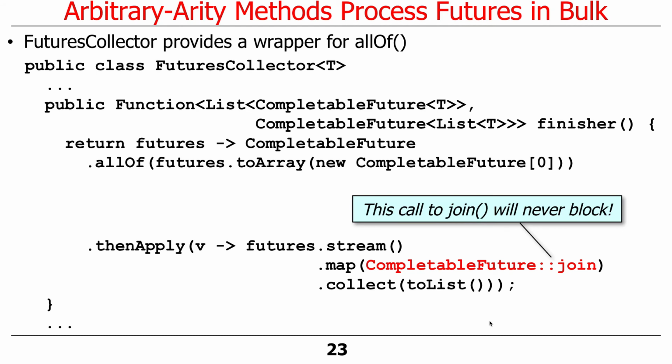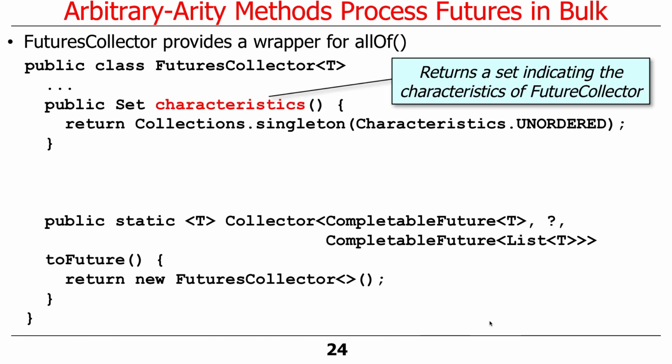So this call doesn't block, and then it just turns it into a list of type Ts, all of which are now done. And notice how none of the code here blocks. This is so freaking cool. There's no join. This join doesn't block. These joins don't block. This just gets called back after all the other futures complete. There's something called characteristics, which just says we don't care the order in which these things are managed because it doesn't matter. When they're done, they're done. We don't care what order they're done in.